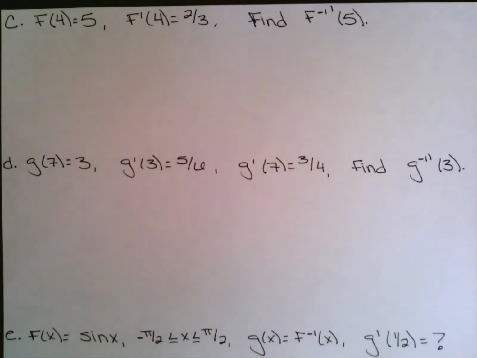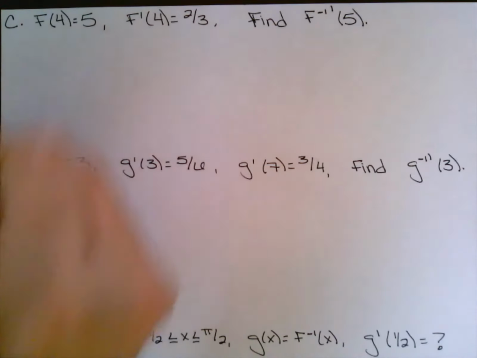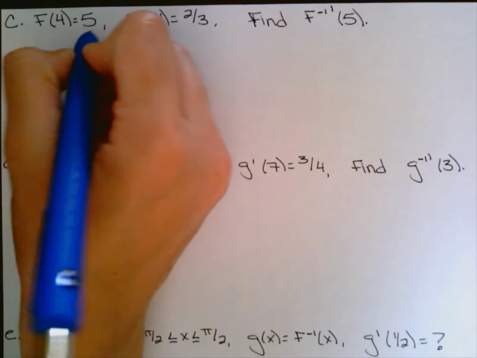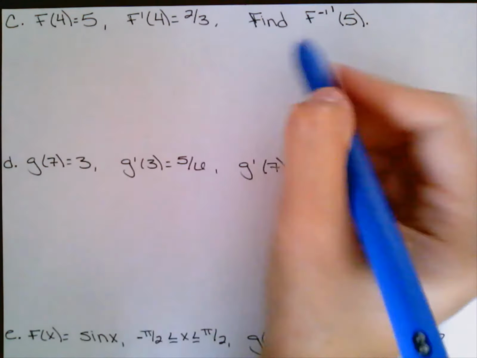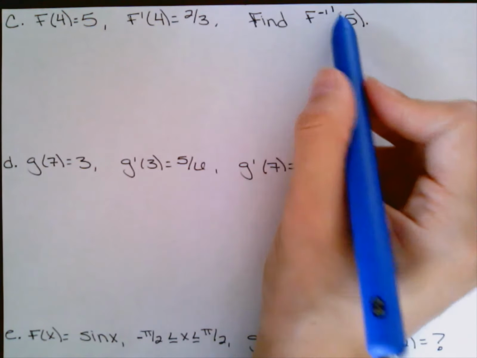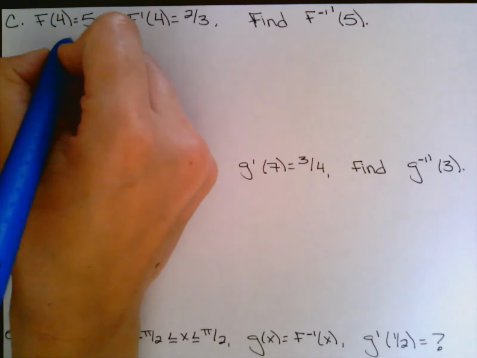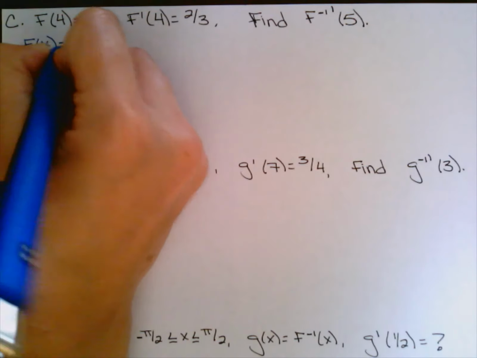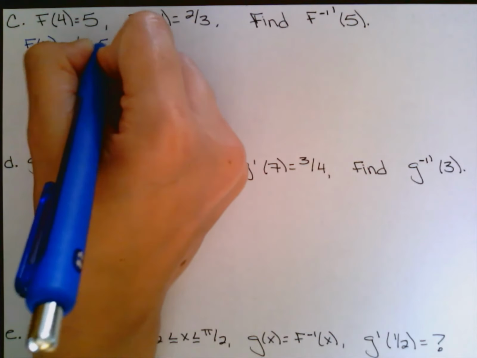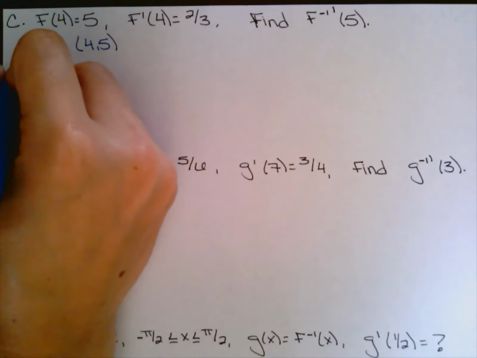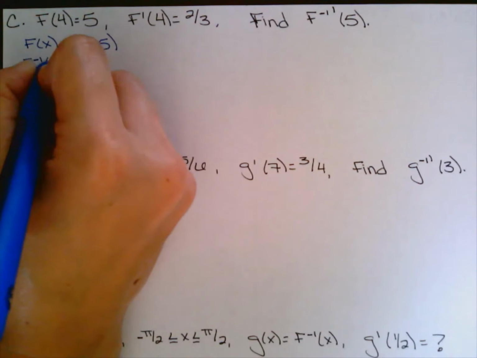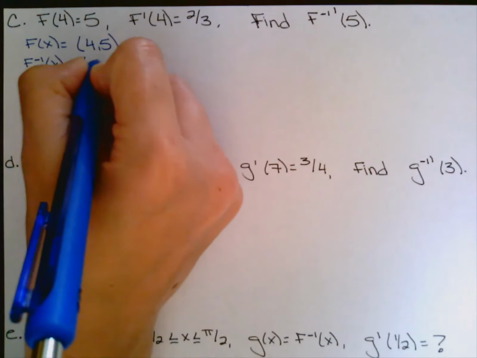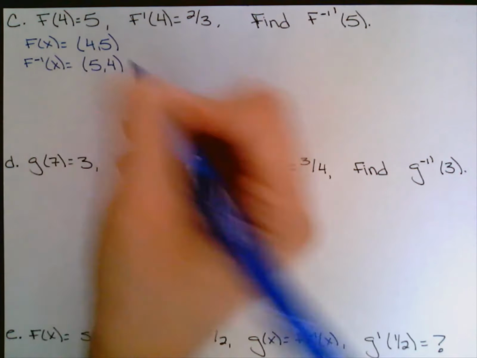All right, so this next question starts to show us a lot less information. Okay, so we're going to have to start interpreting a little bit more. So they tell me what f of 4 is, what f prime of 4 is, and then they ask us to find the inverse of f prime at 5. So let's start off with what was first given, the ordered pair. I know that for f of x, the ordered pair is 4, 5. Okay, that must mean that the inverse function's ordered pairs are 5, 4.